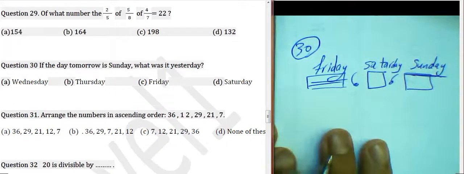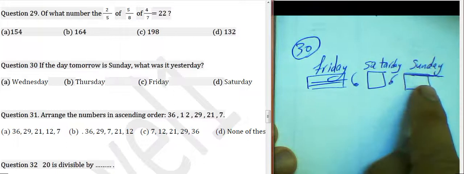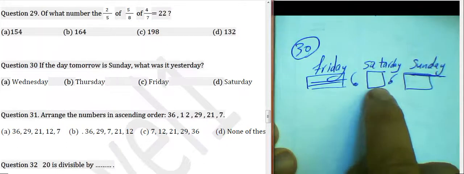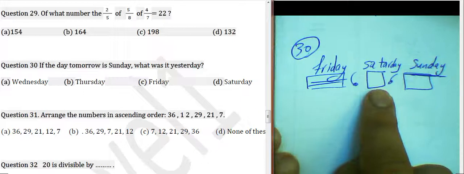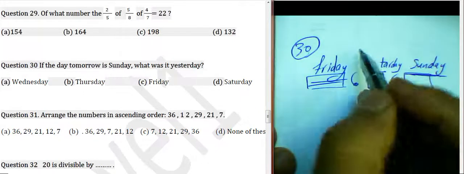Again, pay attention to this question. If tomorrow is Sunday, so this day will be Saturday. Then yesterday will be Friday. We must choose letter C for question 30.